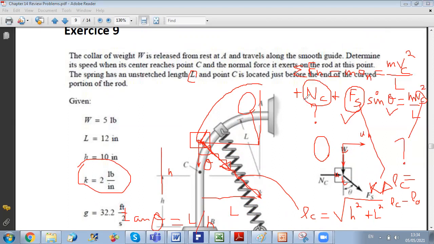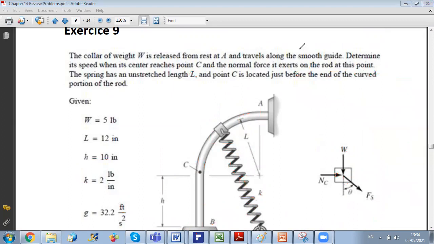In order to get the velocity, we can think about the easiest way, which is work and energy or conservation of mechanical energy. Why can we apply the conservation of mechanical energy here? Because the normal is always perpendicular to motion, so it does no work. And you still have only two conservative forces, which are the weight and the spring. Since these forces are conservative, we can apply the principle of conservation of mechanical energy between the initial position, which is at A, and the final position at C.